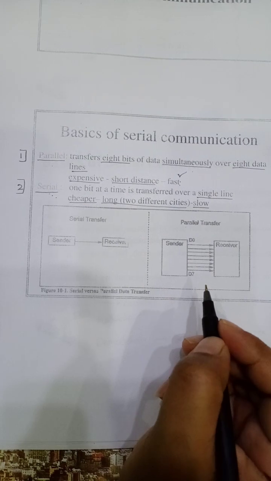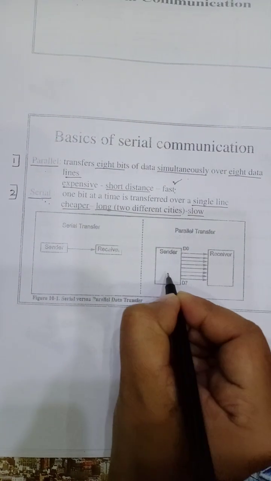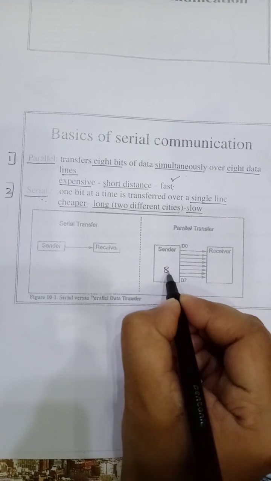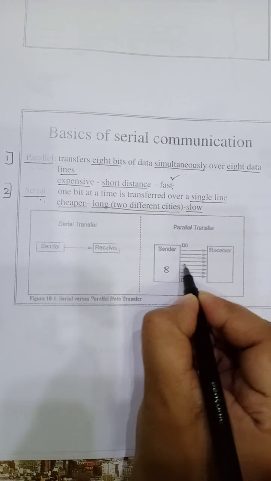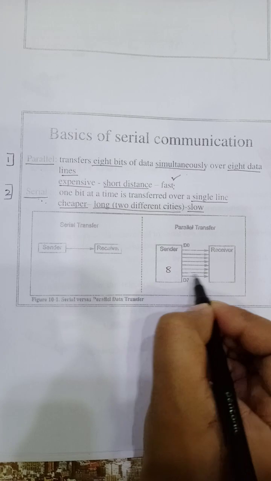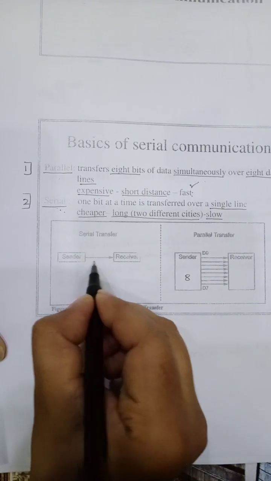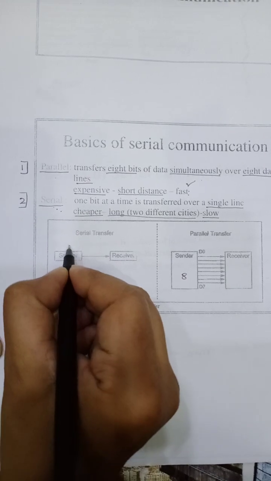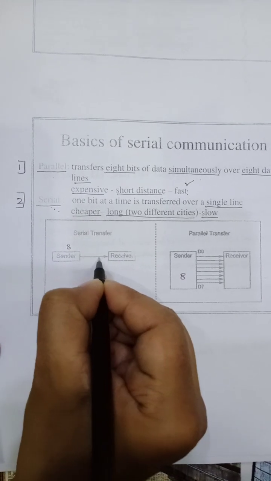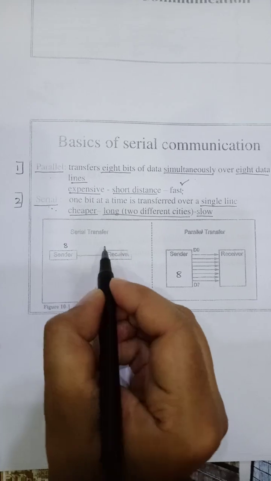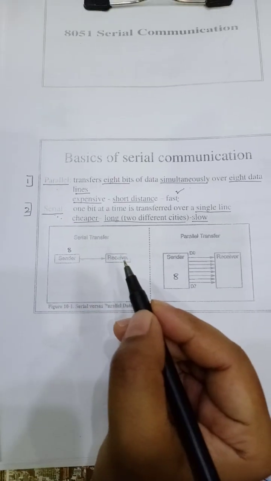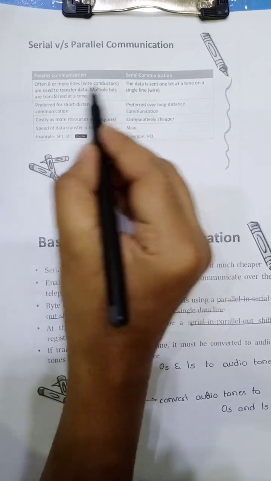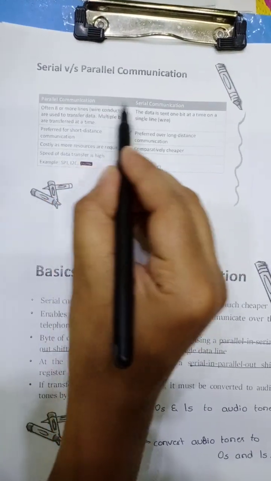As we can see in the diagram, if there are 8 bits of data to be sent from the sender to the receiver, all the 8 bits will be sent simultaneously on separate lines. Whereas there will be one line between the sender and the receiver in serial communication, and all the 8 bits will be transmitted over that single line one after the other. This is serial communication. So these are the basic differences between parallel and serial communication.